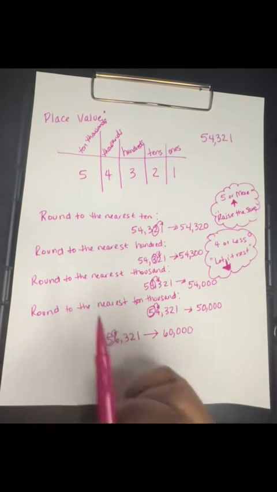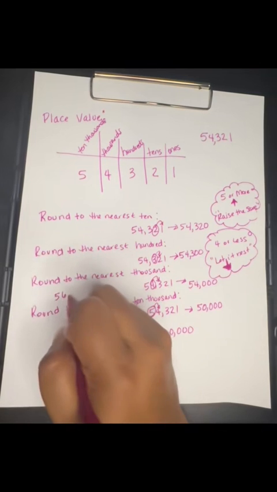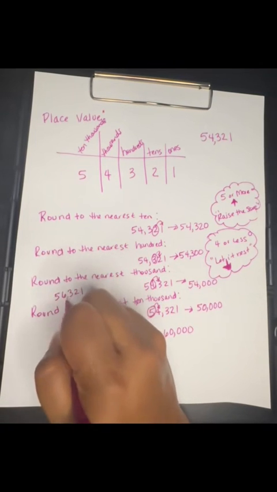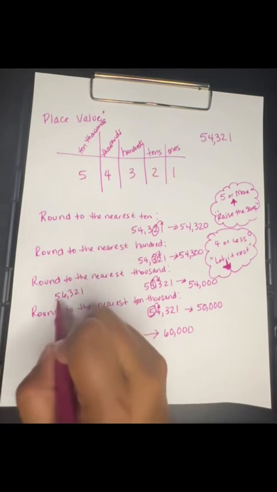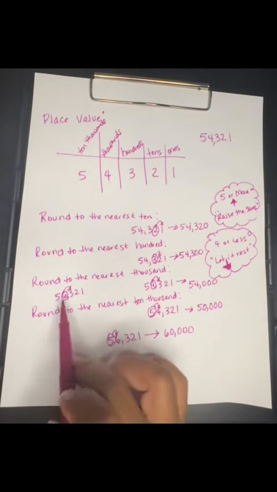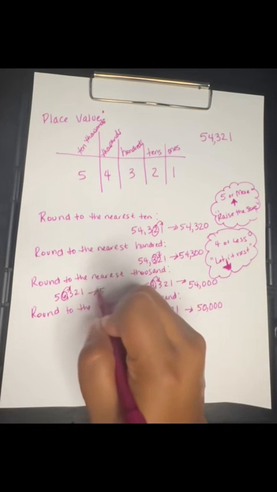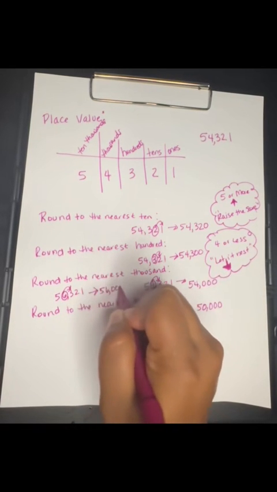Okay, what if I had to round to the nearest 1,000 with that same number? 5, 6, 3, 2, 1. The nearest 1,000. I'm in the thousands place here. I'm looking in hundreds place. Hundreds place is still 4 or less. So this would go to 56,000.